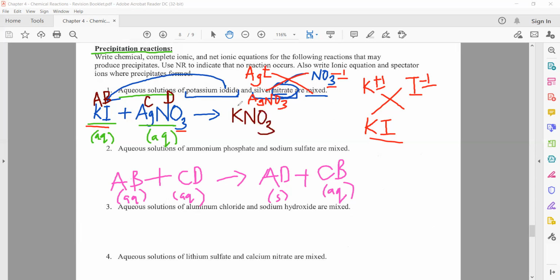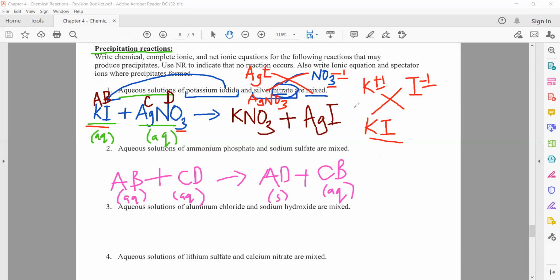Again, potassium has a +1 charge, nitrate has a -1 charge. There's not going to be any extra subscripts that we're dealing with here. And then the other product is going to be CB, which is silver iodide. Silver iodide is not going to have any changes in terms of the charges, because silver has a +1 charge and iodine has a -1 charge. The overall net charge will be 0.